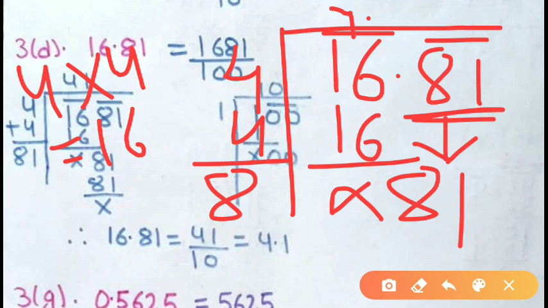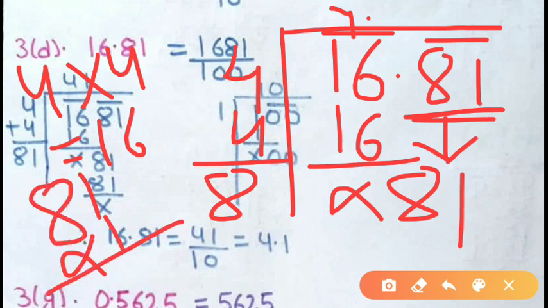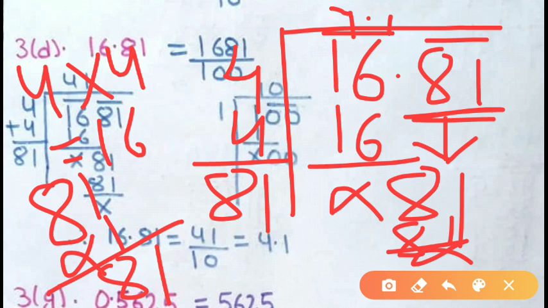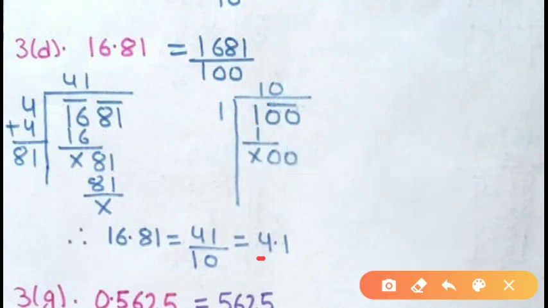Now you want a number after the 8 that when you multiply it with the same number, you get equal to 81 or less than 81. So when you write 1 after the 8 and multiply with the same number 1, you will get 81. So write here 1 and here also write 1, and 81 will be cancelled. It means 4.1 is the answer. By this method also you will get 4.1.